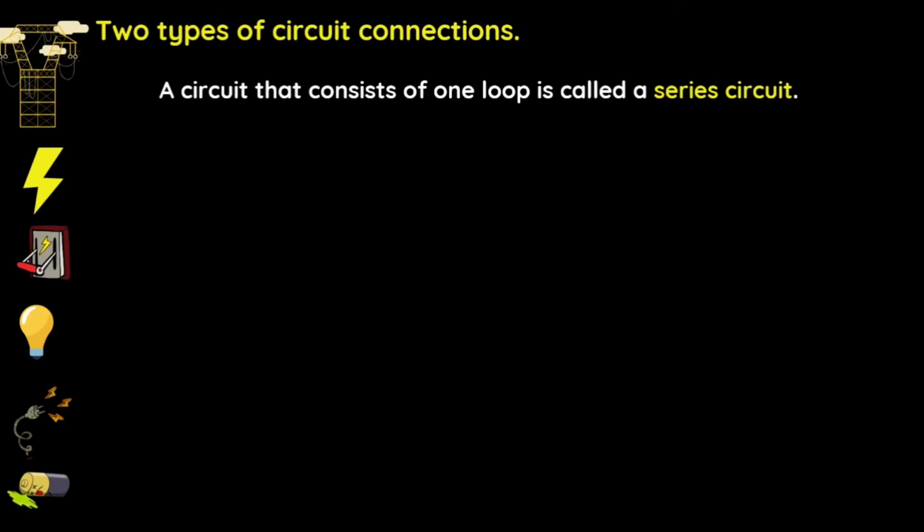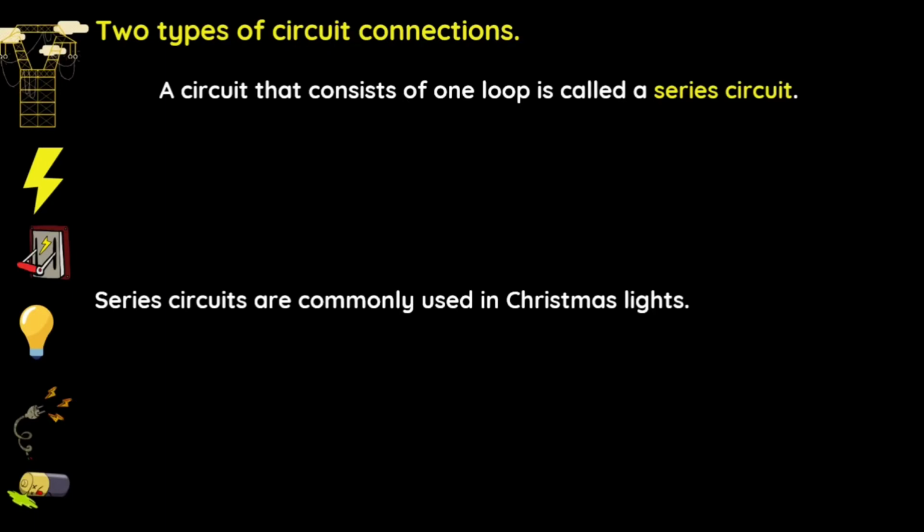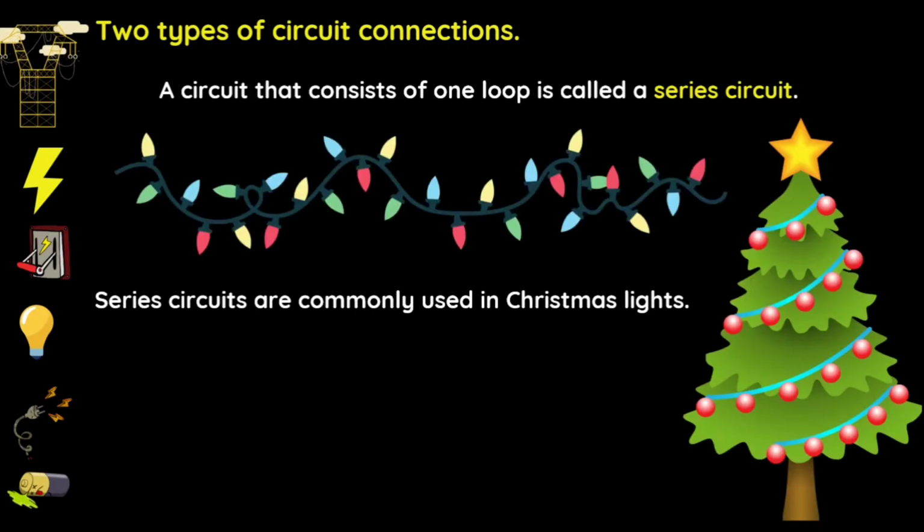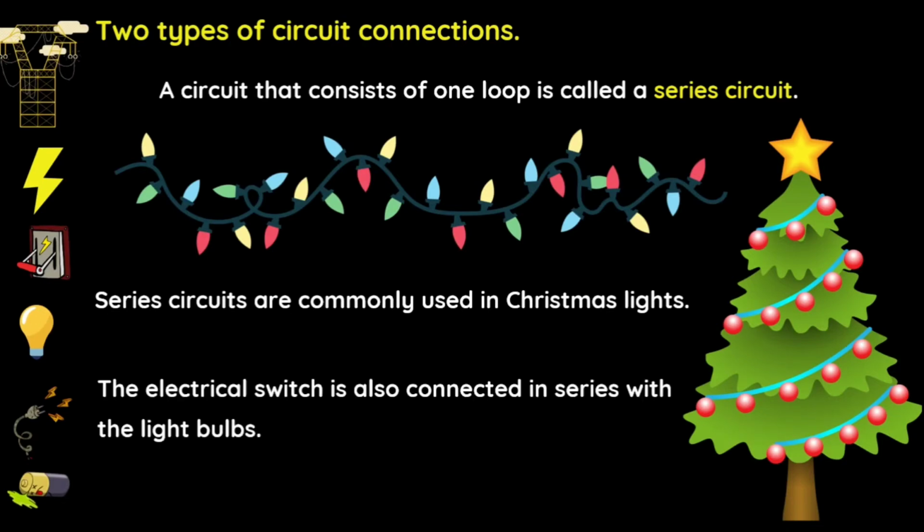A circuit that consists of one loop is called a series circuit. Series circuits are commonly used in Christmas lights. That is why when one bulb gets busted, the rest of the bulbs will not function. The electrical switch is also connected in series with the light bulbs.